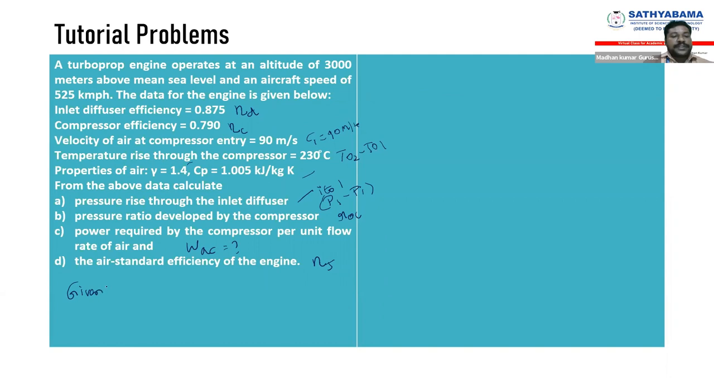In the given data, they have mentioned the altitude. Altitude is nothing but capital H, the geometric altitude, which is equal to 3000 meters, that is 3 kilometers. Now I require answers from the participants. I need the data like pressure at this altitude, temperature at this altitude, density at this altitude, and speed of sound at this altitude. So I'm going to ask some questions.